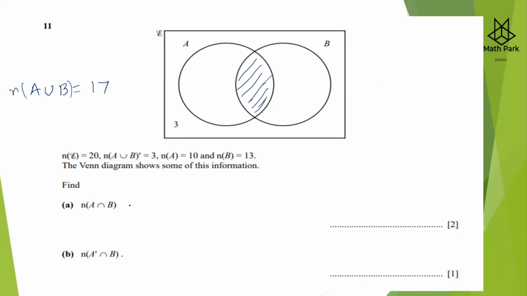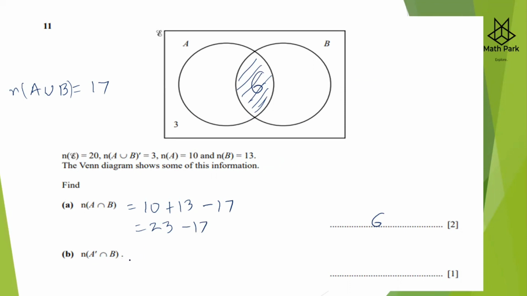Okay. So N of A is 10, N of B is 13, and from this we will subtract 17, which is of this A union B. So we get 23 minus 17, that is 6 elements will lie in this set A intersection B.